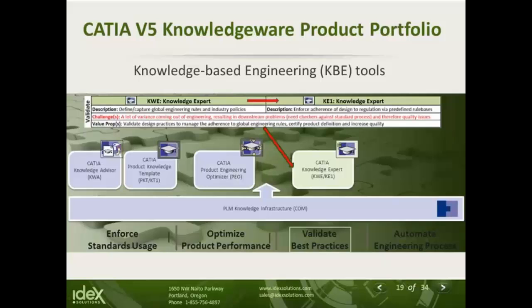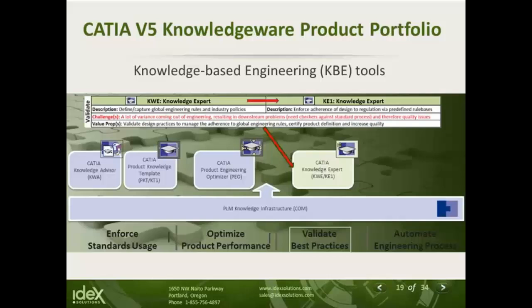Next, we have CATIA Knowledge Expert, or KWE, which defines and captures global engineering rules and industry policies for product design. A separate runtime license called KE1 is used to validate and enforce the adherence of product design to regulations through the use of predefined rule bases. And again, this dual license approach allows companies to define the engineering rules while preventing the casual users from making changes to these rules.